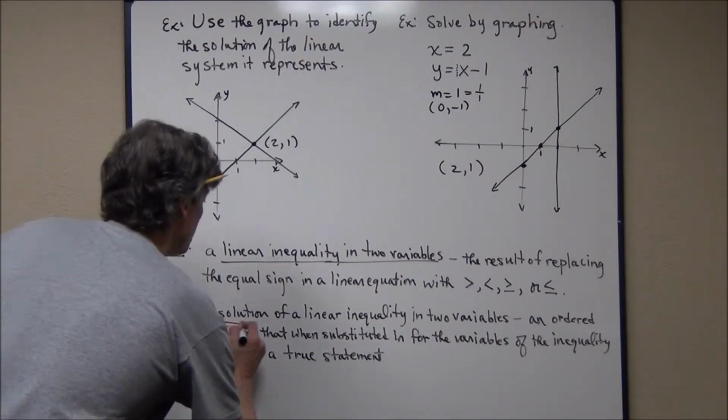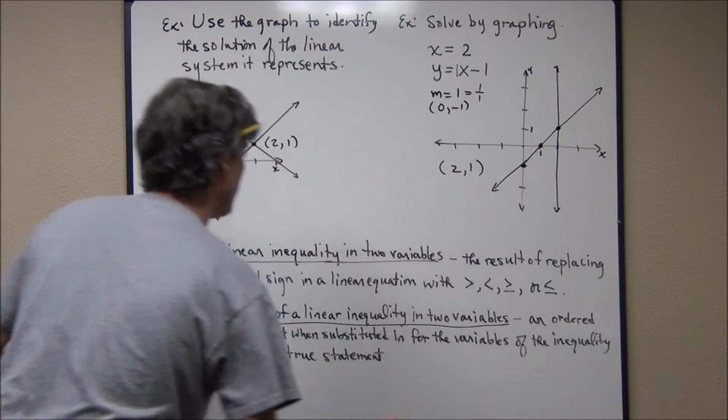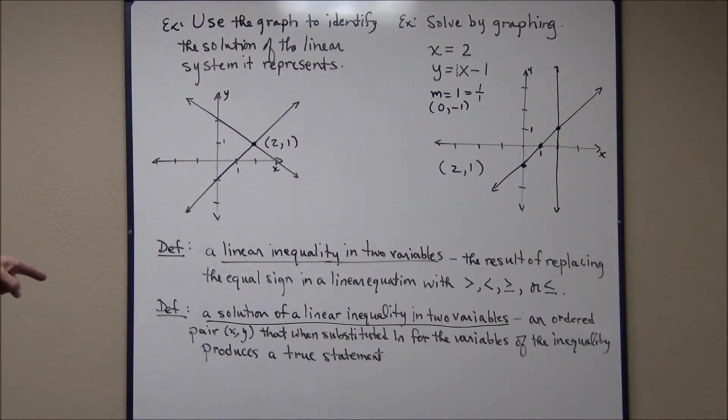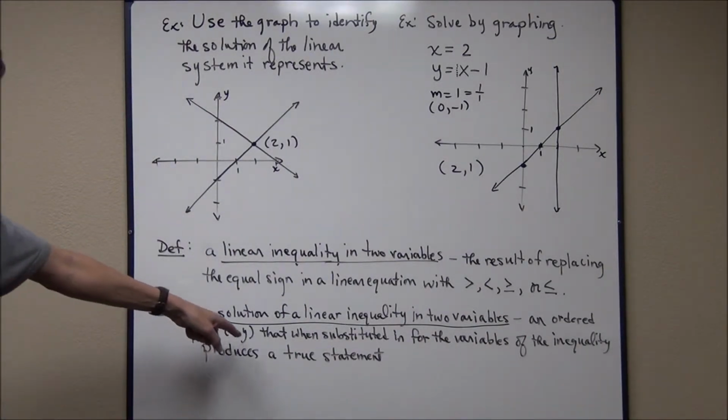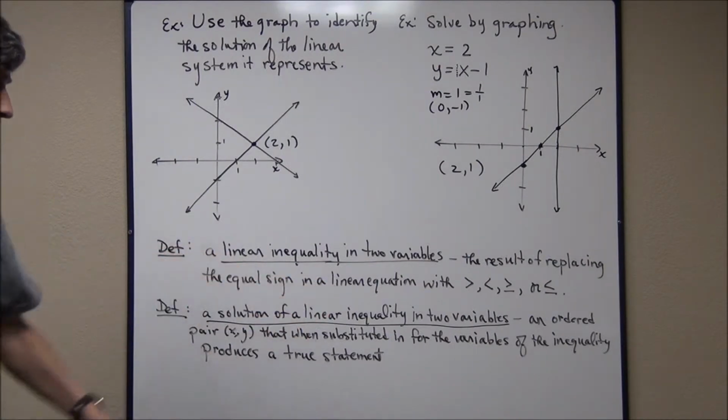Now, a solution to an inequality in two variables is an ordered pair x, y that, when we substitute them in for the variables in the inequality, we get a true statement. So it satisfies the inequality. And we'll do an example of that next.